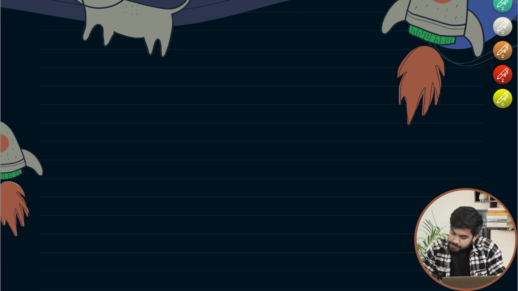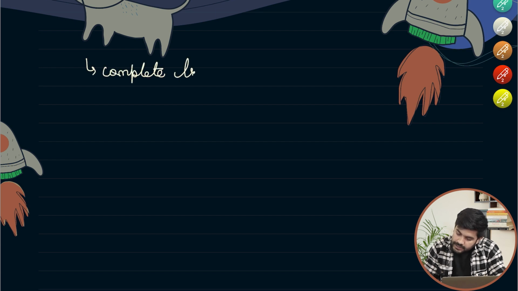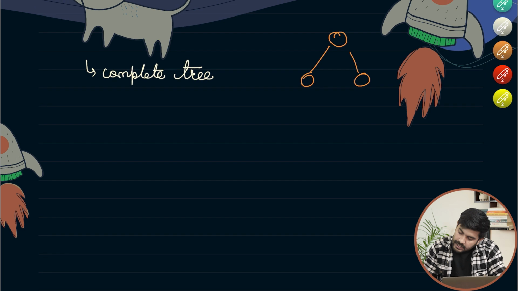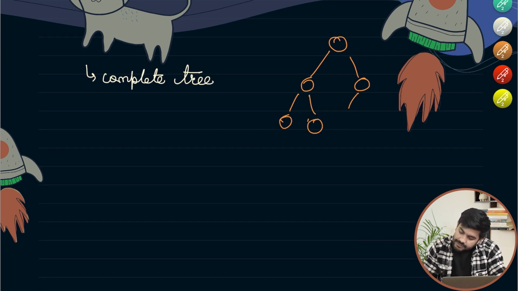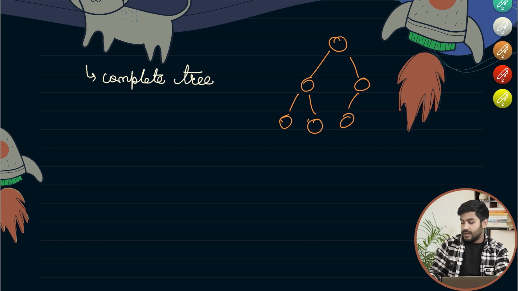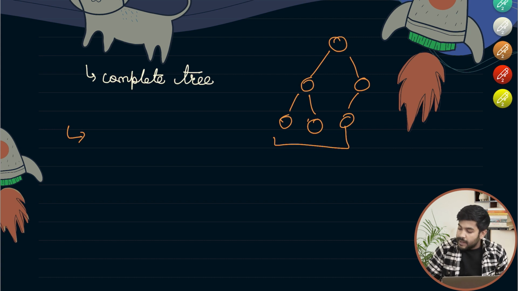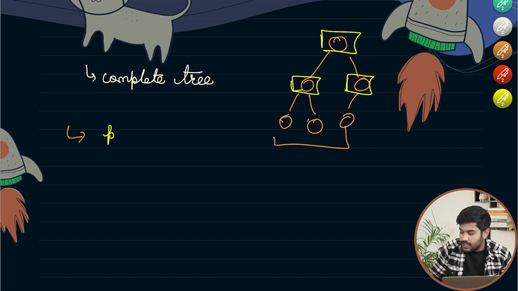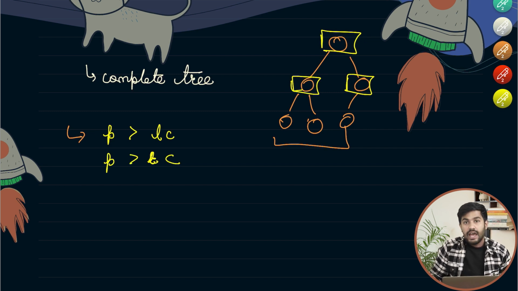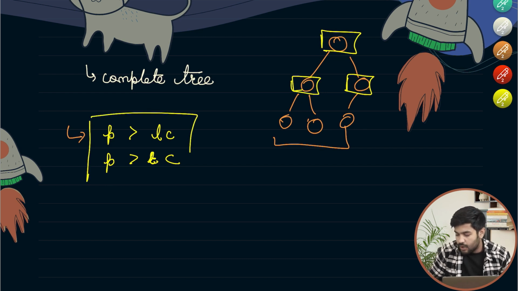A max heap is nothing but a complete tree. And what is a complete tree? One in which all the levels are complete, and the completion of the last level is optional. The main important property is that the parent should be greater than its children. The parent's value is greater than its left child and greater than the right child, and this should be respected by all the nodes.